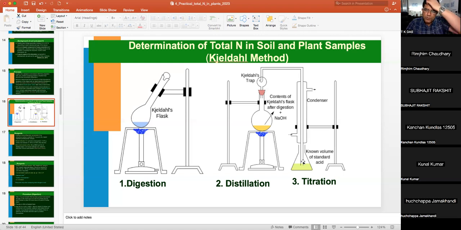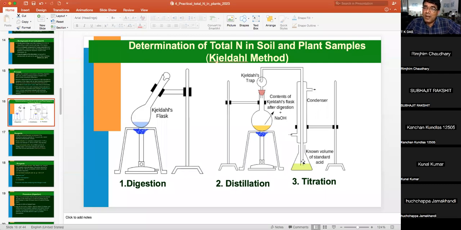Litmus paper comes in two colors, one blue and the other red. They can tell you whether the ammonia is still left or not. If you use blue litmus paper, acidic material will convert it from blue to red. If you have basic material, then red litmus paper will convert into blue color.